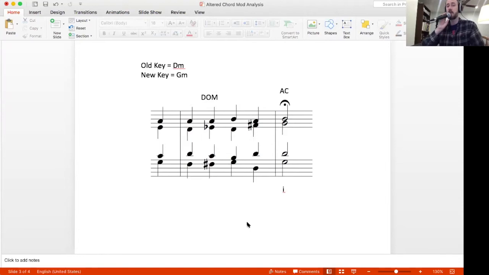So again, what we want to do is we found the dominant, so now we want to look at the chord before the dominant and see if it could be a shared chord, right? So let's look here. We've got this. It's a D, F, A chord.